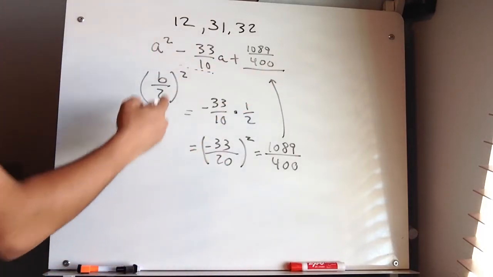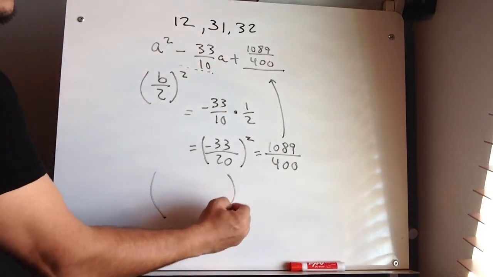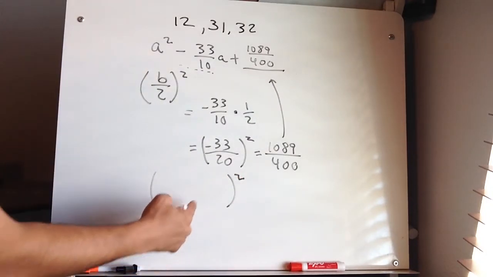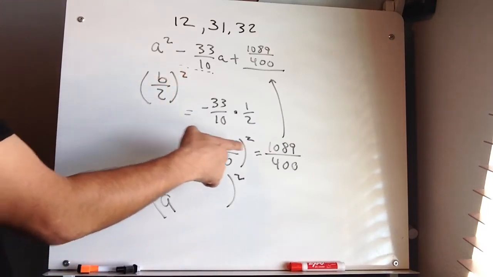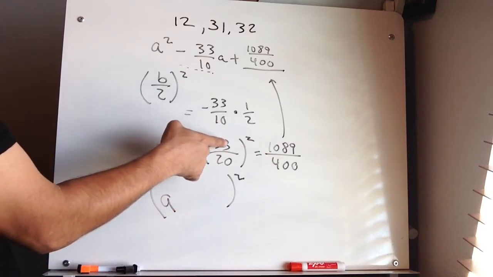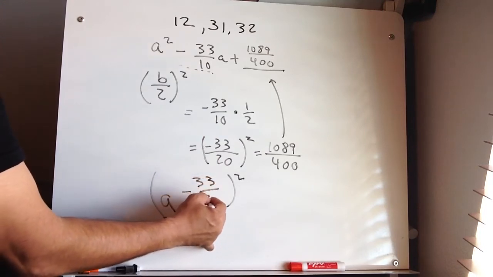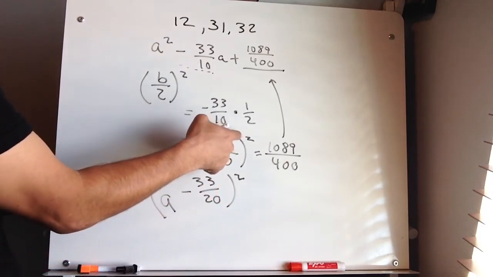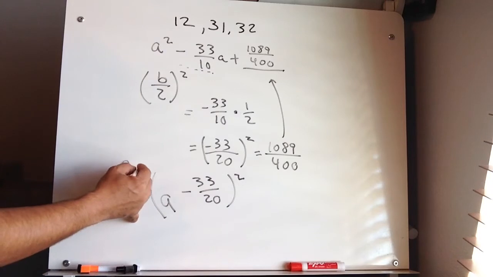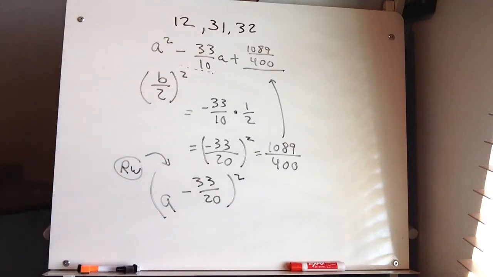Now that we complete the square, you're going to rewrite this. Since this is a perfect square, here's how you write it. You write parentheses, you put the square. You start with whatever the variable is, I'm going to put a. And then what goes here is what's inside before you square it: negative 33 over 10 over 2, so I'm going to write negative 33 over 20. This parenthesis, this whole thing, is the completed square for number 12.